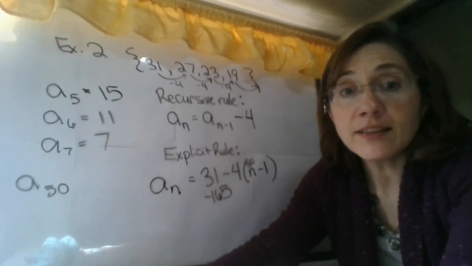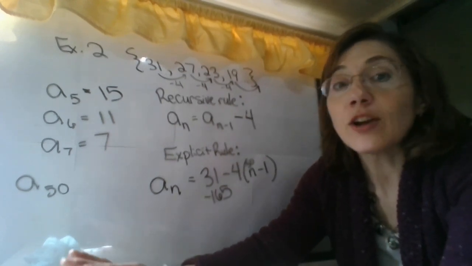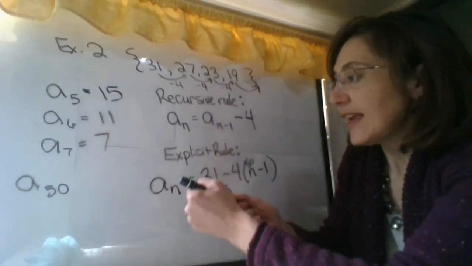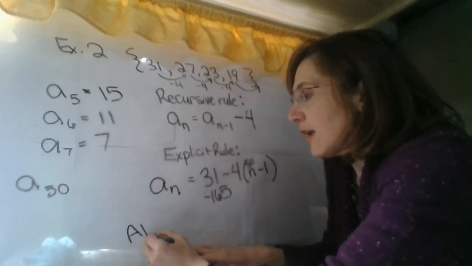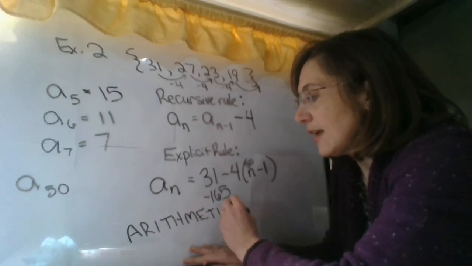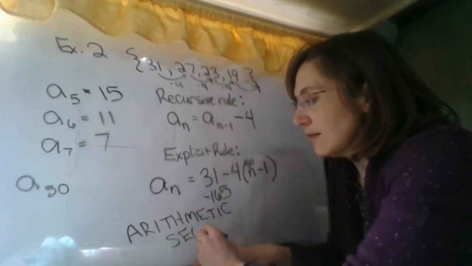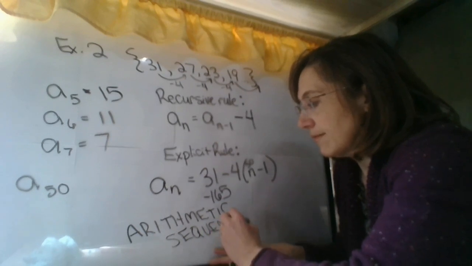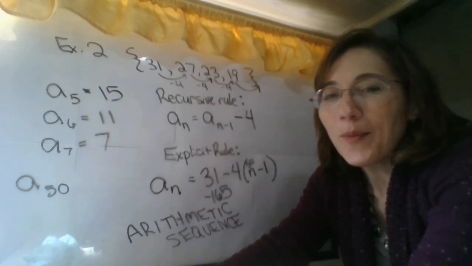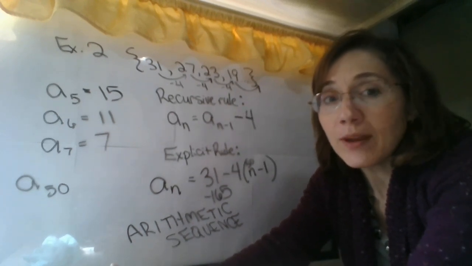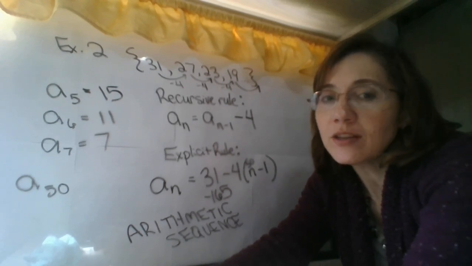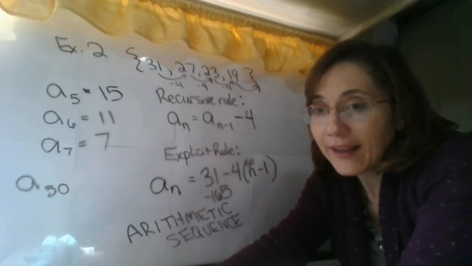So the two examples that we've done so far have both grown by either adding or subtracting. The word for that is arithmetic sequences. It looks like arithmetic, A-R-I-T-H-M-E-T-I-C, sequence. So arithmetic sequences grow by adding or subtracting. Those are the two examples that we have seen so far. The next two are going to be called geometric sequences, and that means they're going to grow by either multiplying or dividing.